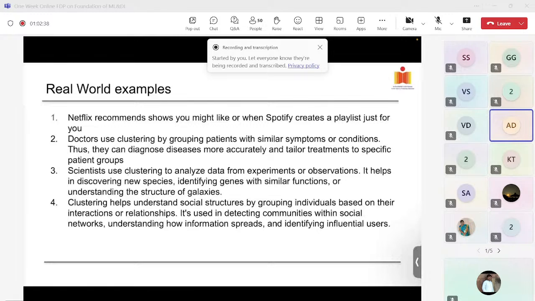So clustering doesn't necessarily confine itself to unsupervised learning. Clustering happens in most of your day-to-day activity.